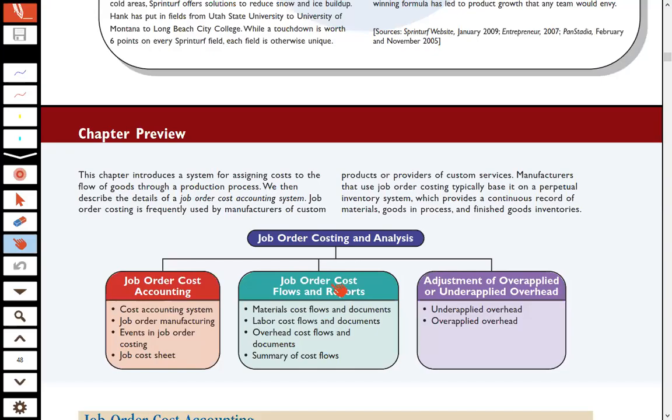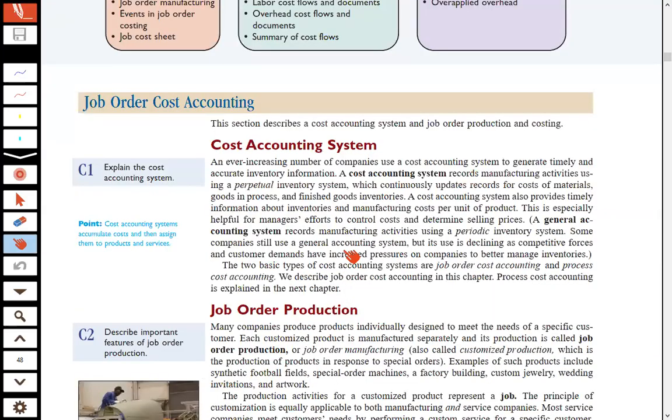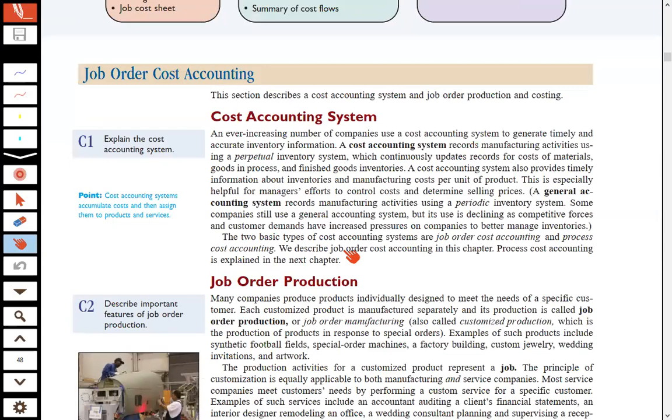Job order means the separate orders and separate treatment of the material, labor, and overheads for that, and separate accounting would be done. So, the definition of a job order costing system is: a cost accounting system that records manufacturing activities using a perpetual inventory system, which continuously updates records of cost of material, goods in process, finished goods, and inventories. This is basically the basic definition of job order costing.